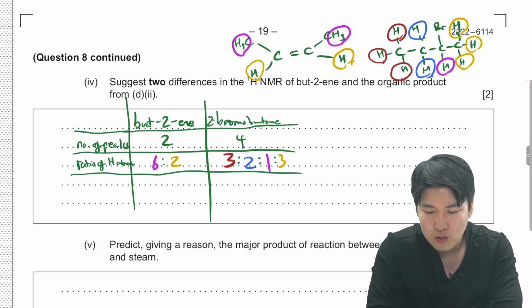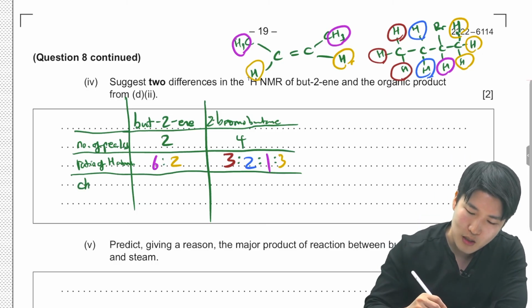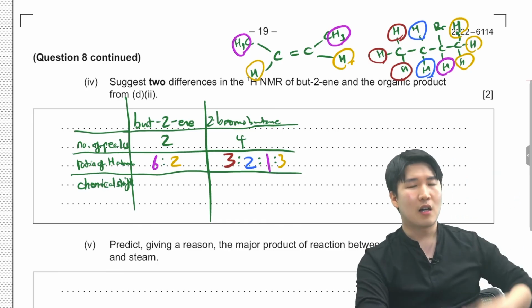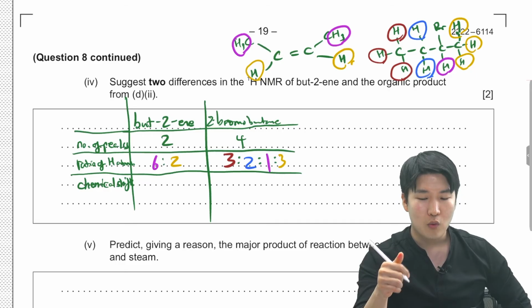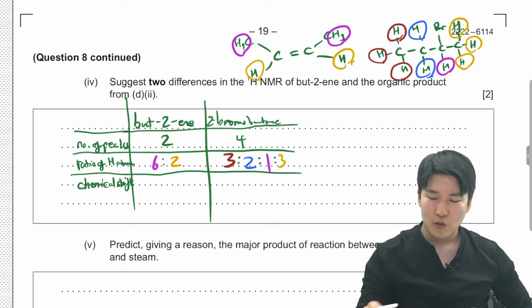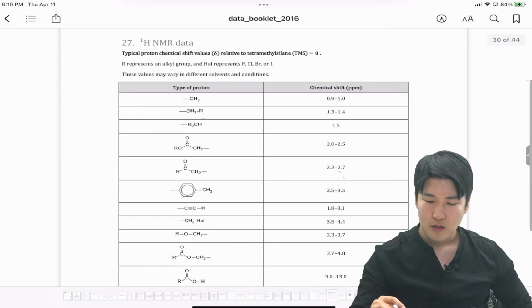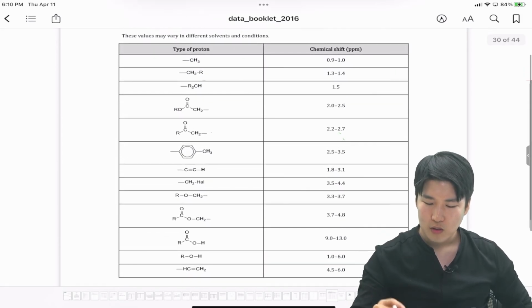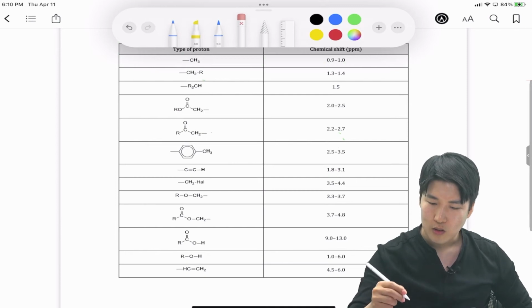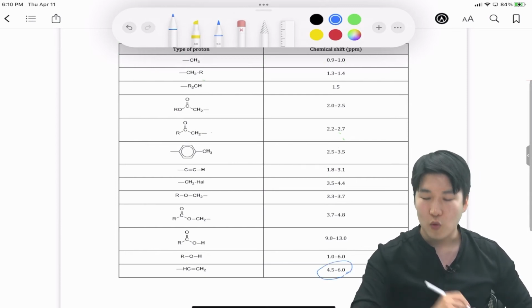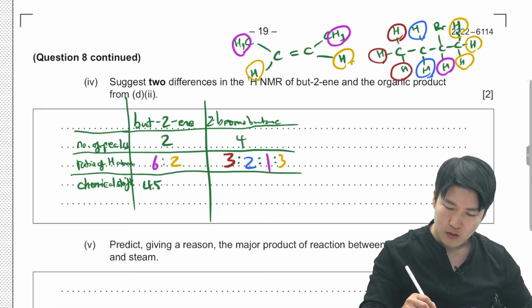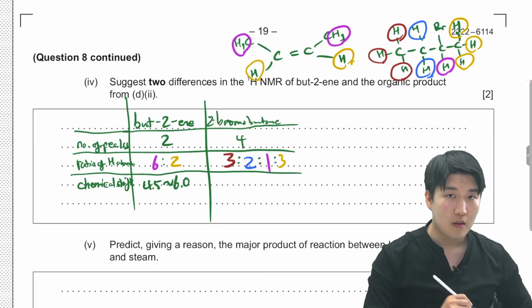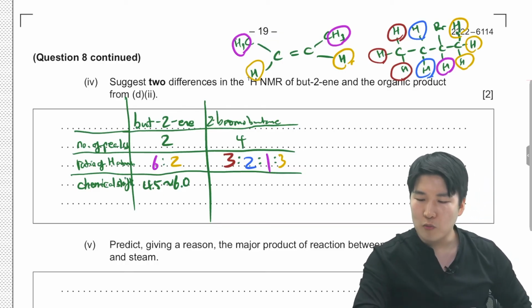We could talk about chemical shifts. What is the characteristic hydrogen environment of butene? Well, I do see a double bond. Therefore, the double bond is going to be our characteristic hydrogen environment, and that is illustrated by 4.5 to 6.0 ppm chemical shift.